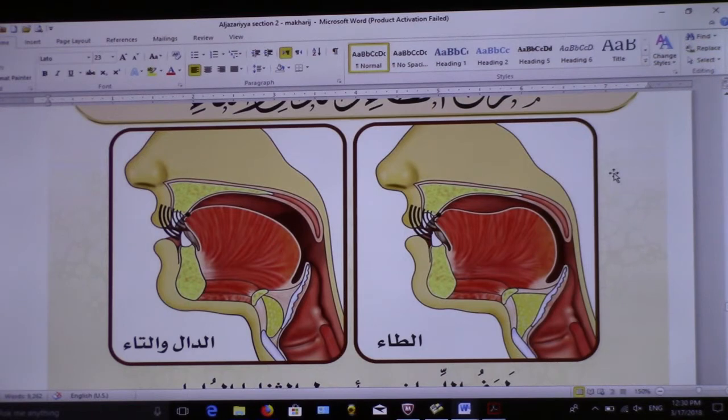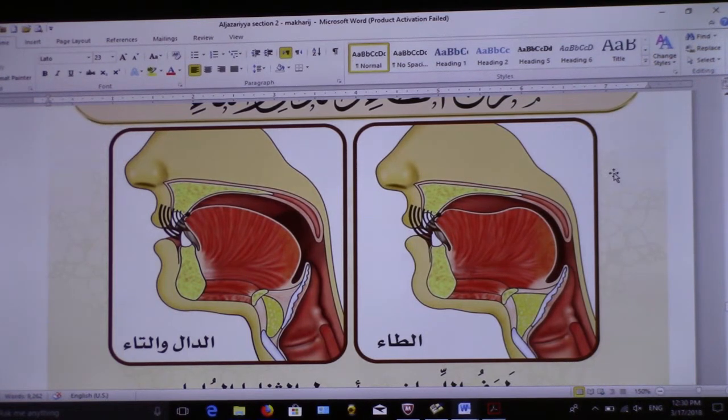Let's start with the ta. How many sifat are we working on for every letter? Now we understand the makhraj. If ta and dal and ta have the same sifat, they will be the same letter. They must have different sifat. So let's learn every letter with its sifat so that we know how we distinguish it from the other one.